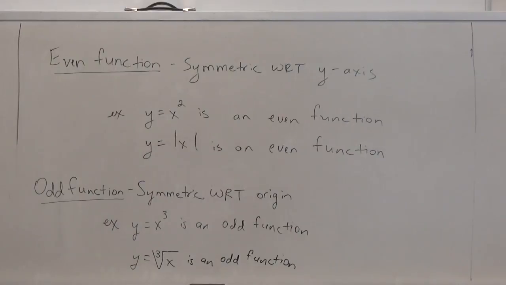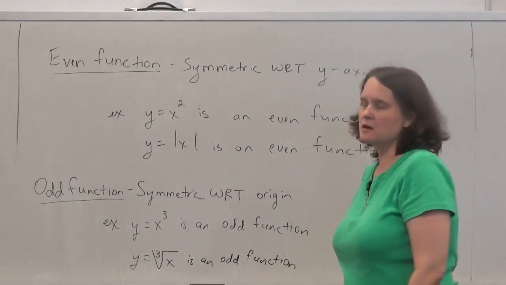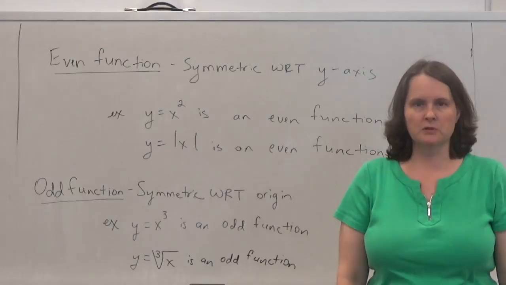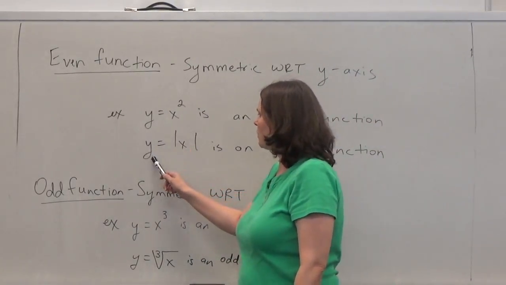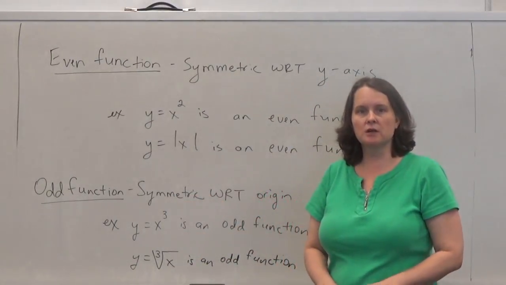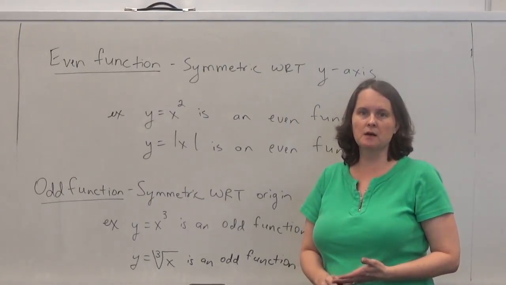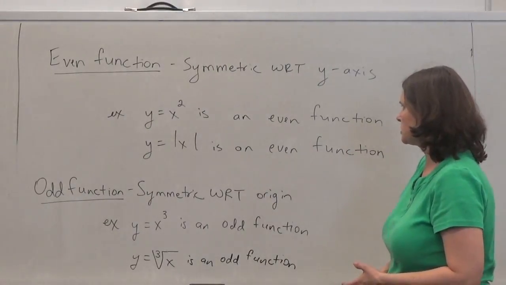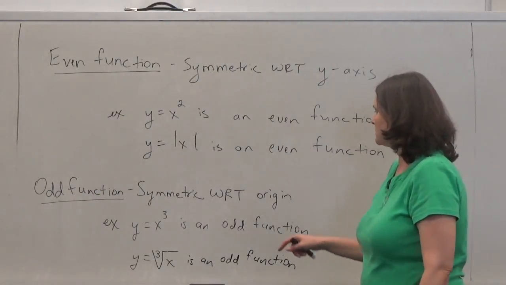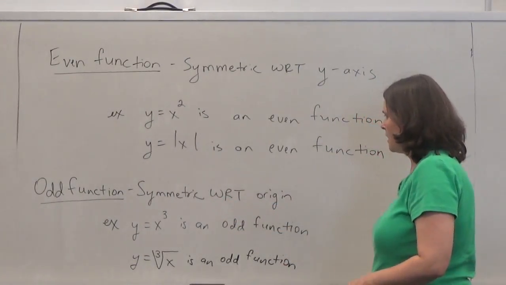In your notes, you'll find a definition for even and odd functions. I'm not going to read through the definition, I'm just going to talk about it with you. An even function is any function that has symmetry with respect to the y-axis. So for that reason, y equals x squared and y equals absolute value of x, we just looked at their graphs and saw that they had symmetry with respect to the y-axis, so they would also be called even functions. An odd function is a function that has symmetry with respect to the origin. You'll notice that I'm abbreviating WRT, that means with respect to.